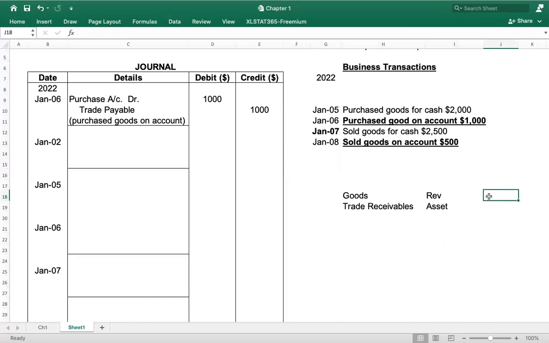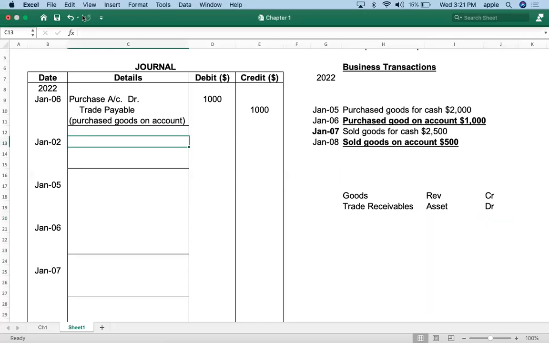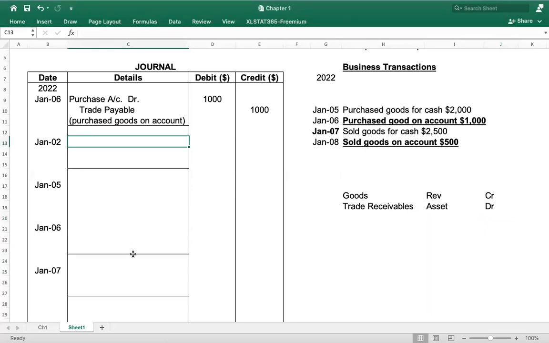Revenue is increasing. Increase in revenue, credit. Asset is also increasing, na? Because in future you will be getting money. In future that person will pay you. So increase in asset, debit. Right? So first I will record the debit item. Which is the debit item? Trade receivables.